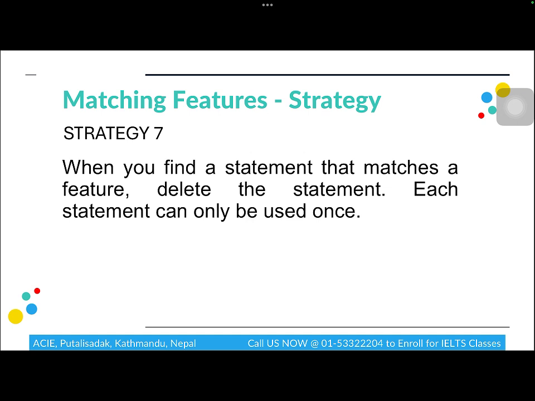So basically, let's say you found a feature in the text, you read it, you went back to the question, and then you matched it with a statement that has been given in the question. Now you know that the statement is already taken by a feature. So in this case, just put a cross mark or maybe cross it out on the question paper if you can. Why we do this is because as we move on with the questions, this will give you fewer options to choose from in the statements. So I think the strategy will be more clear as we look at the sample for this question.